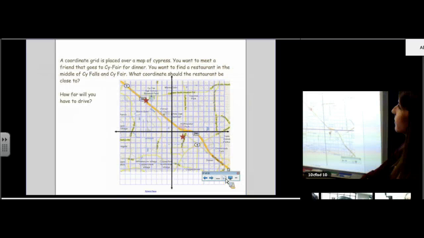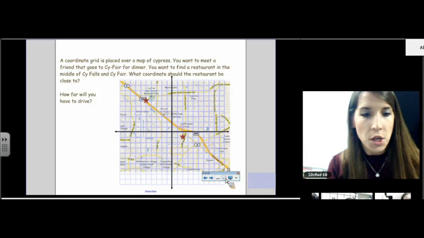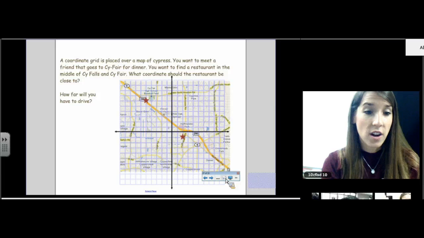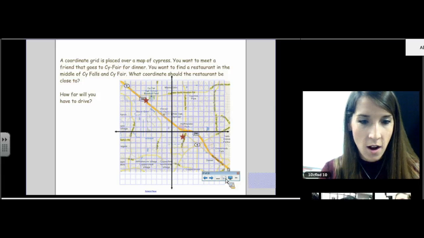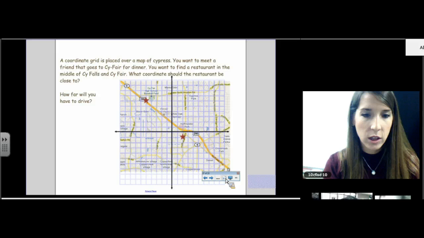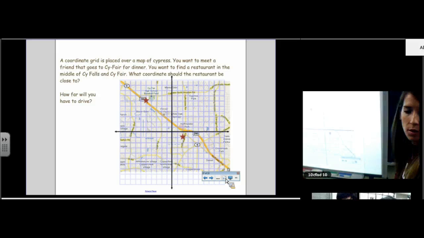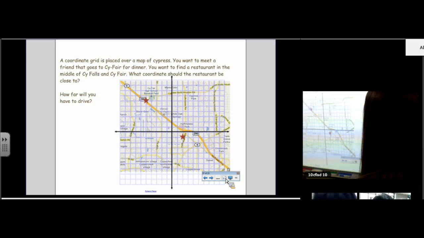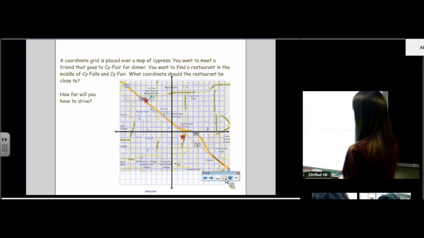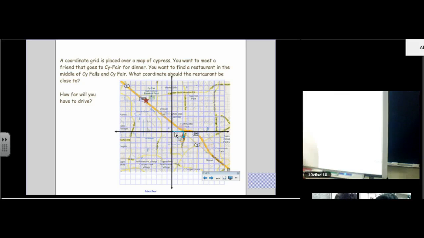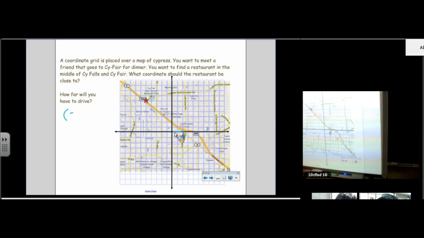Okay. A coordinate grid is placed over a map of Cyprus. You want to meet a friend that goes to Cy-Fair for dinner. You want to find a restaurant in the middle of Cy Falls and Cy-Fair. What coordinates should the restaurant be close to? Okay, so on this one, first of all, you kind of want to note what coordinates you're at. This star is over 2, down 1. So Cy Falls is at 2, negative 1.